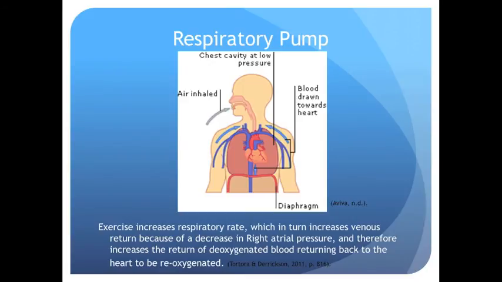Pressure is reversed during exhalation, and the valves in the veins prevent backflow of blood from the thoracic veins to the abdominal veins. Exercise increases respiratory rate, which in turn increases venous return because of a decrease in right atrial pressure, and therefore increases the return of deoxygenated blood returning back to the heart to be reoxygenated. Therefore, exercise increases venous return.